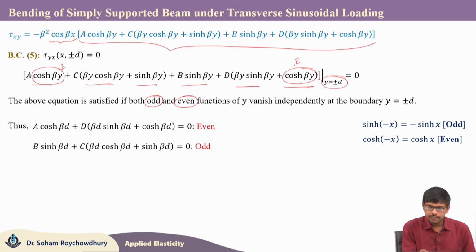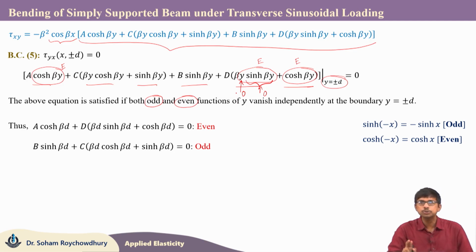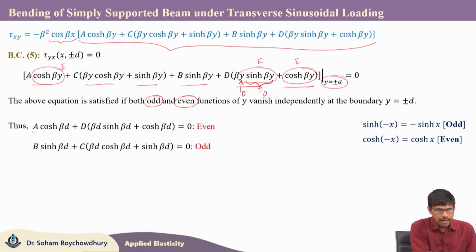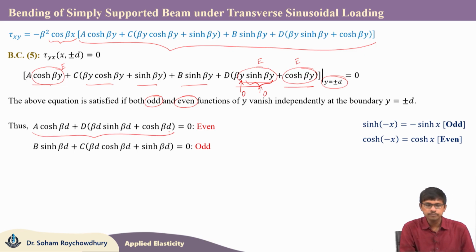this particular term, d beta y sinh beta y, this total term is also an even term, because sinh beta y itself is an odd term and that is multiplied with y. So, this is one odd function, y is another odd function, and the product of these two odd functions will make the total function even. So, that is one even term. All 3 even terms added together should go to 0.